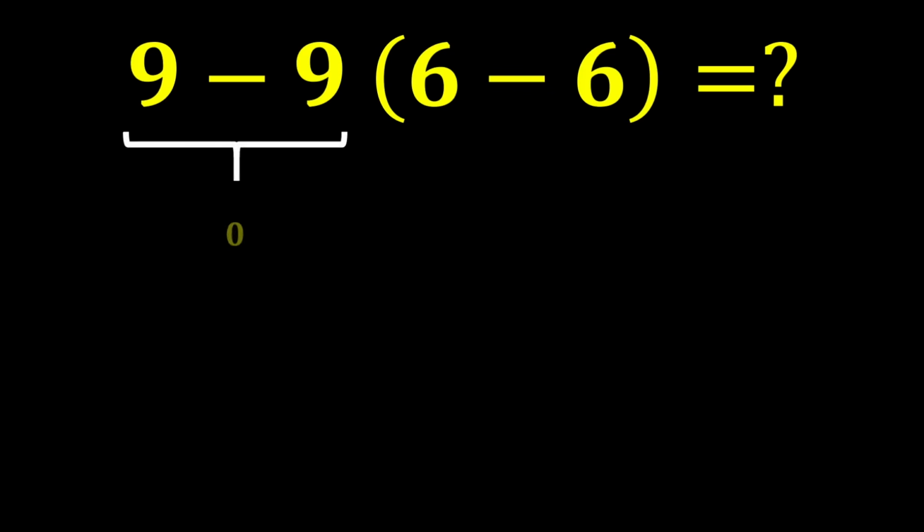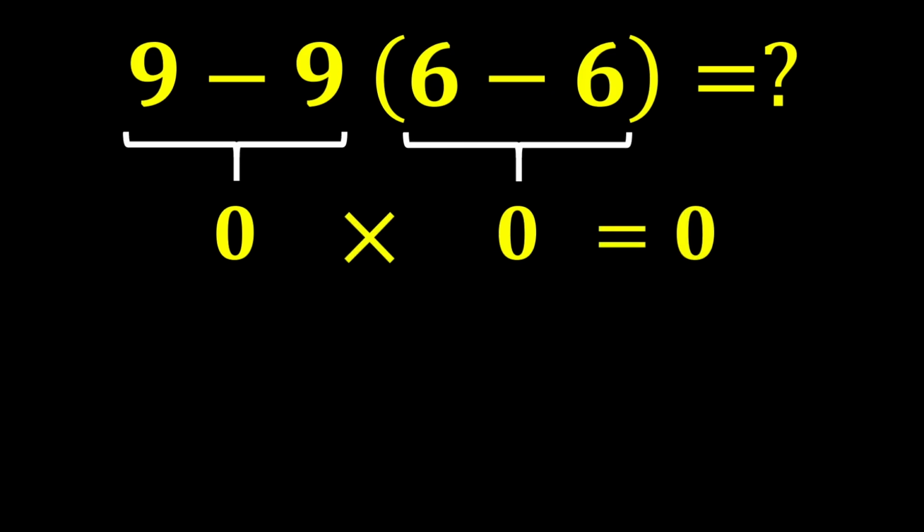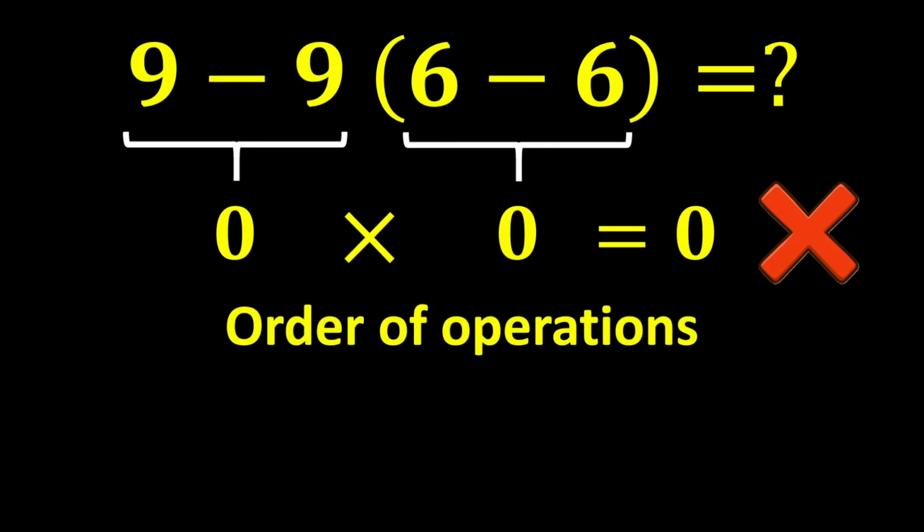9 minus 9 equals 0, and then, inside the parentheses, 6 minus 6 equals 0, in the end, 0 times 0 equals 0. But this answer is not correct, because we did not follow one of the most important rules in mathematics, called the order of operations.